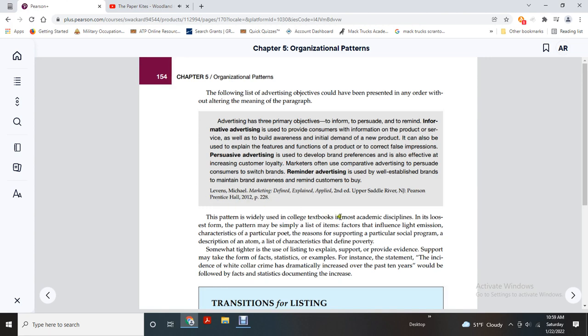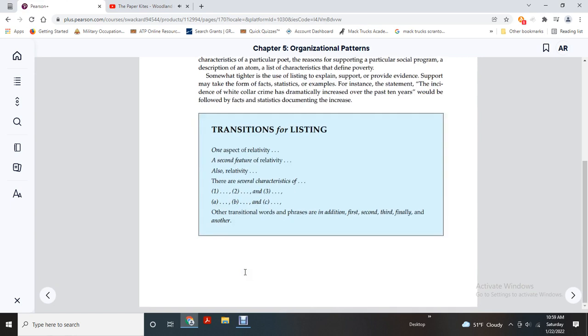This pattern is widely used in college textbooks in most academic disciplines. The form of the pattern may simply list factors that influence light and emission, or carry a particular reason for supporting a particular social program, or a description of an atom. Look for the characteristics that define poverty, for example. It is used to list, explain, and support with proof and evidence. Support may take the form of facts, statistics, and examples. For instance, the statement that the incidence of white-collar crime has dramatically increased over the past ten years would be followed by facts, statistics, and documents showing the increase.